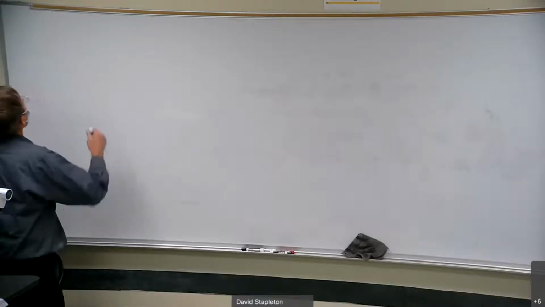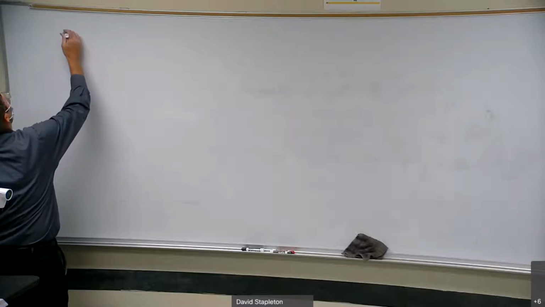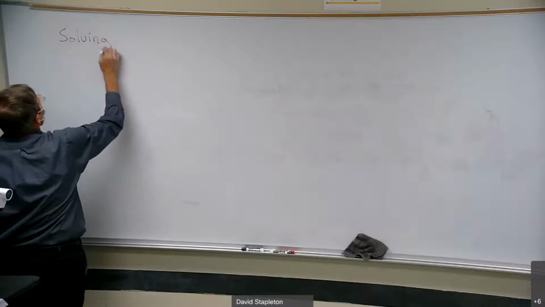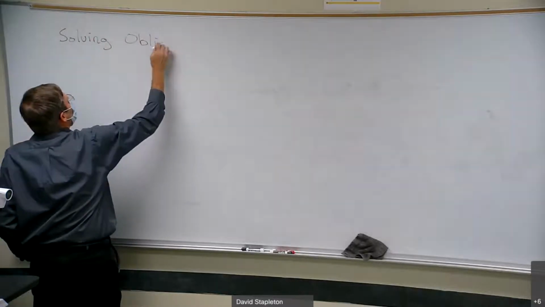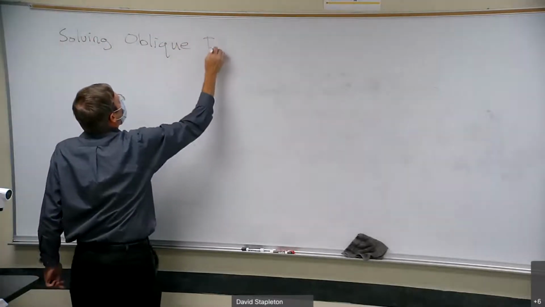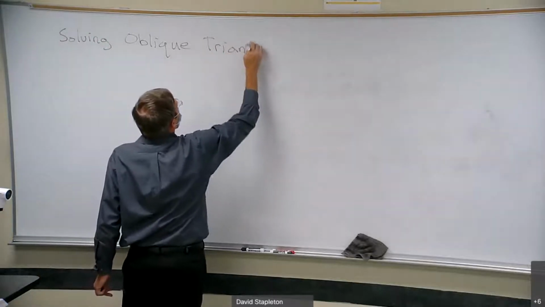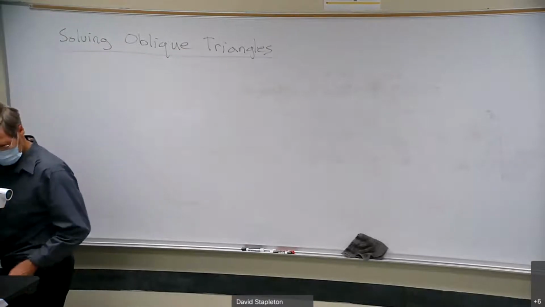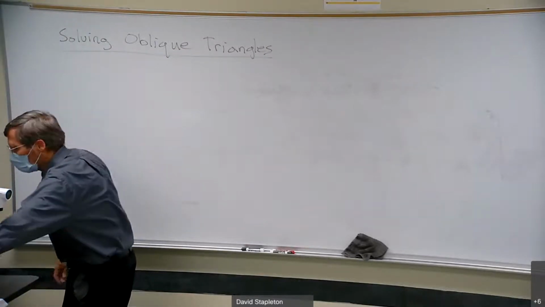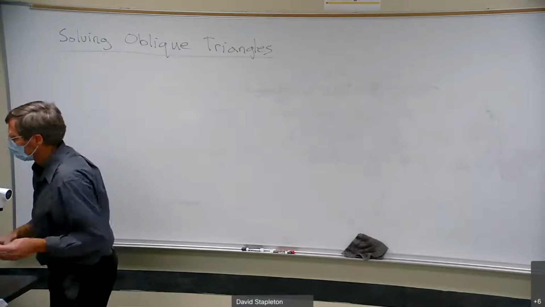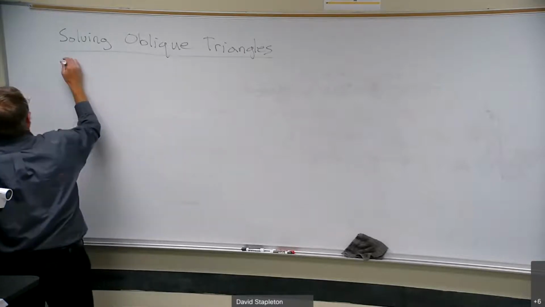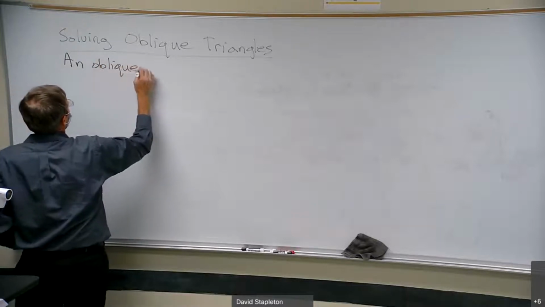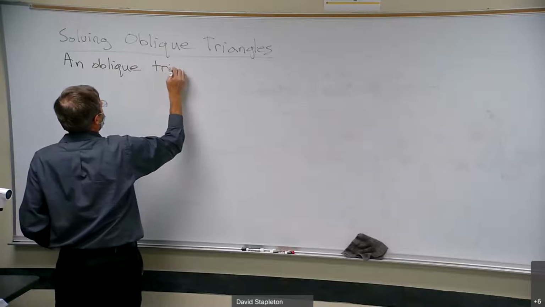So today we want to talk about solving oblique triangles. And an oblique triangle is just a non-right triangle. No 90-degree angle.